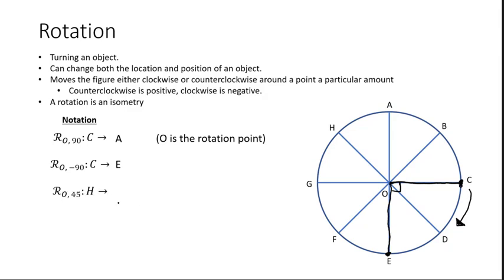Okay, let's try another one. Here we have the rotation with the center point O of 45 degrees, and we're mapping point H to some other point. In this case, we're starting with point H right here. To do this, we can draw a segment to the center from point H. And we're rotating point H 45 degrees, so it's going to be this direction. That's the positive direction. And we want to create a 45-degree angle using HO as one of our sides.